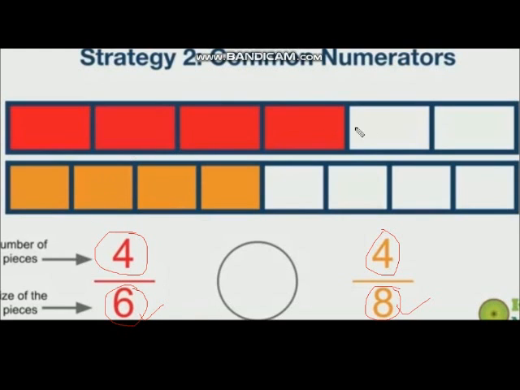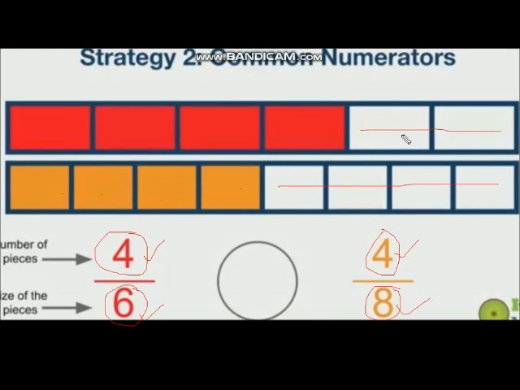So we will make 6 columns in one strip, and in the second fraction, 4 upon 8, the denominator is 8. So we will make 8 columns in the second strip. Now see, in the numerator it is 4 and here also 4. So we will color 4 parts of each strip. In the first one, only 2 parts are left, and in the second one, 4 parts are left.